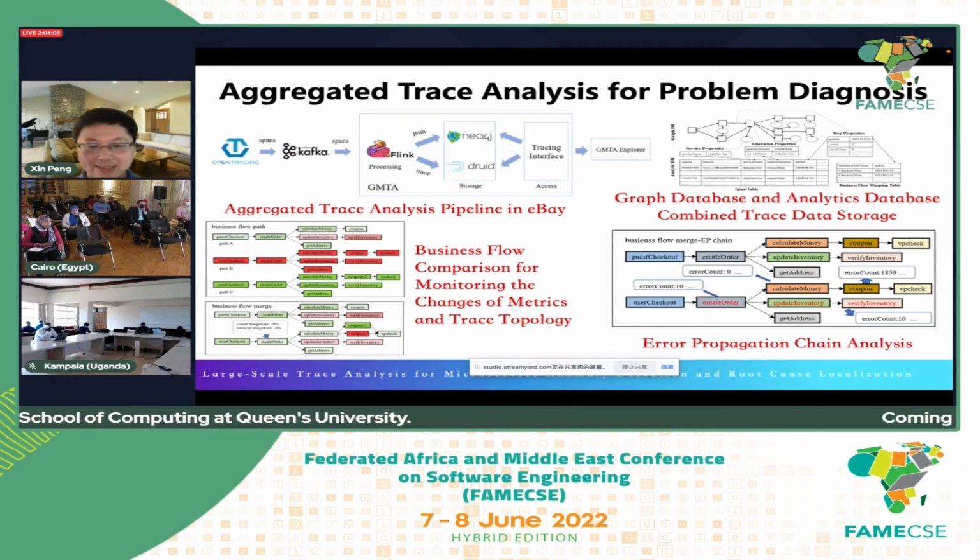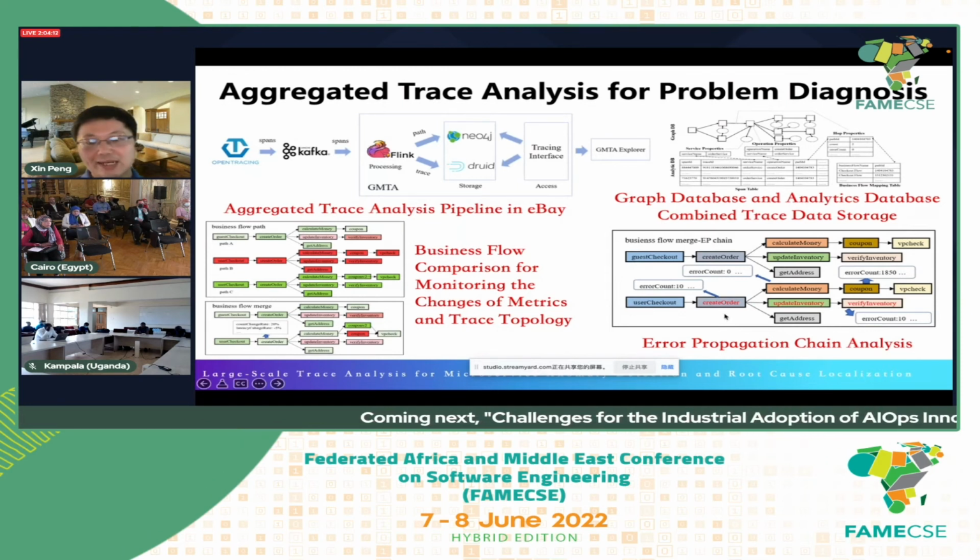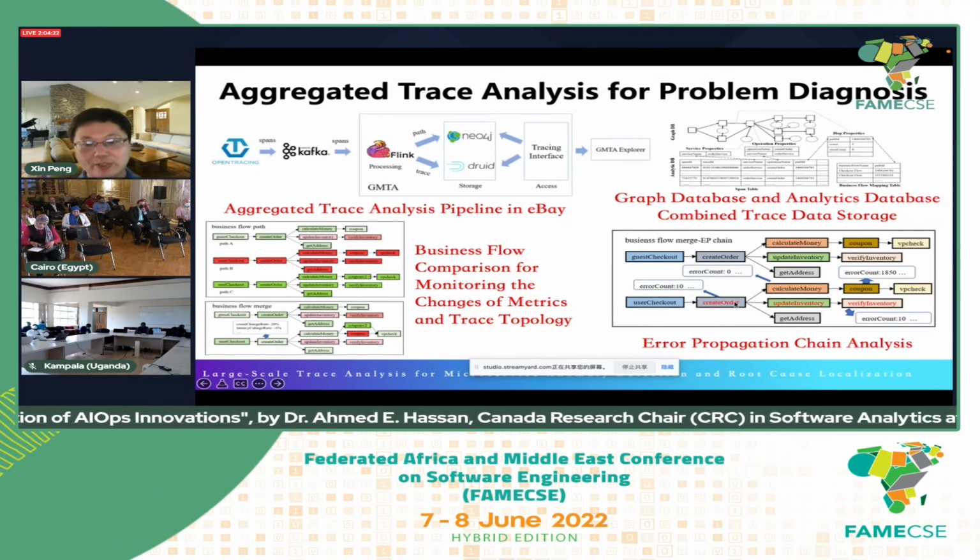Also, we can analyze the error propagation chain based on this kind of visualization, because based on the aggregation, we can clearly see the aggregated traces and the business flow, and we can combine them with some metrics. For example, we can calculate how many errors, for example exceptions, have been raised during a time. Then we can see that maybe there's a continuous path in this business flow. For example, here are three services, create order, update inventory, and verify inventory. All of them are in red. It means that there are some errors reported for them. So we can see that maybe there's an error propagation chain.